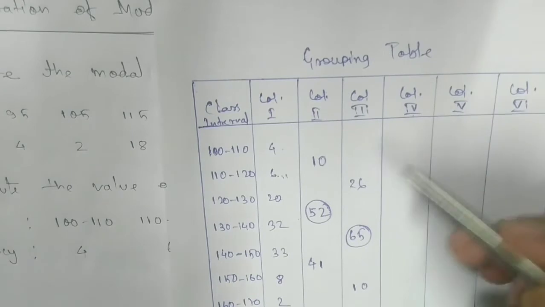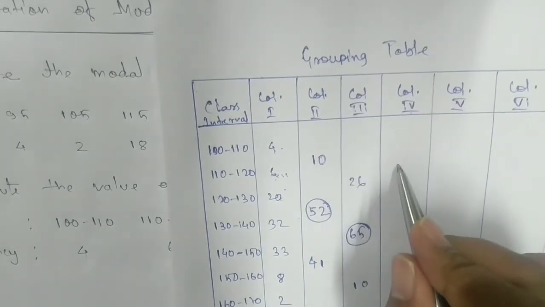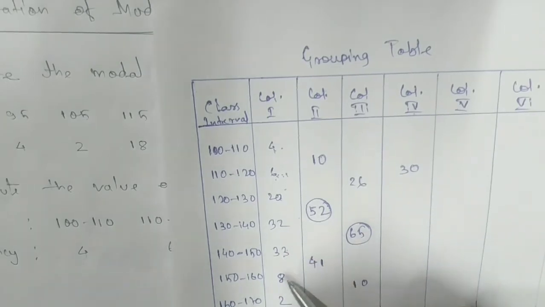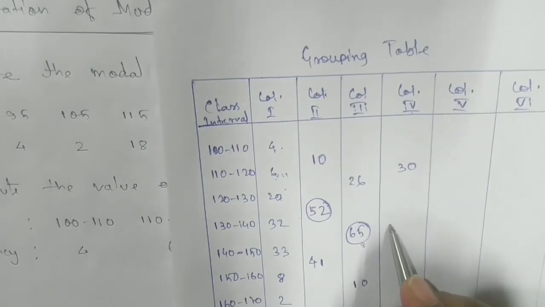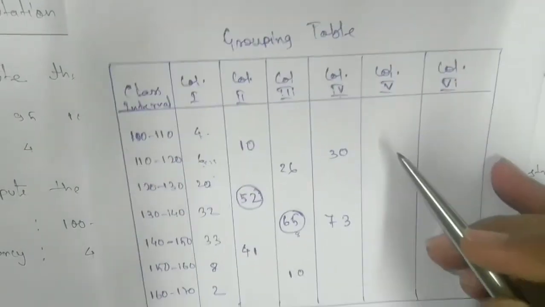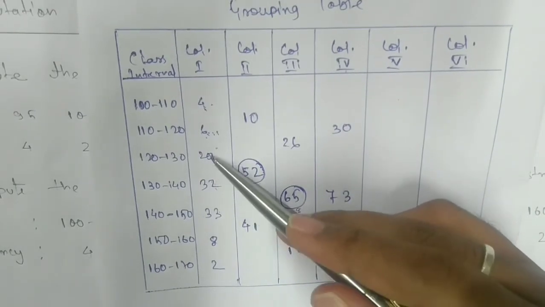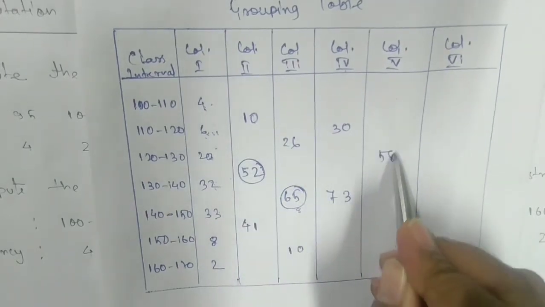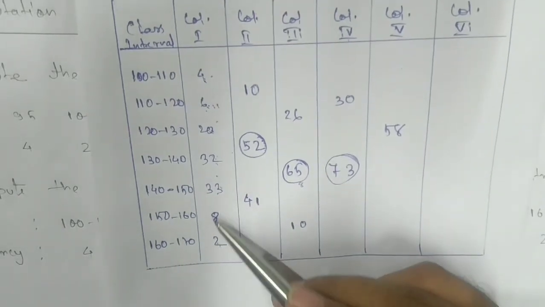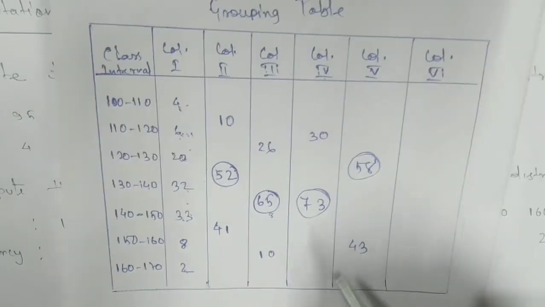Next, proceed for the fourth column, adding 1, 2, 3, 1, 2, 3, like that. So we'll get here 10, 20, 30. Next, if we add this, what are we getting? 65 plus 8, that means 73. Now if we proceed for the fifth column, leaving the first, add 3. What we have here? 52 plus 6, 58. Next, circle it here, 73. Next, 10 plus 33, 43 we have. Highest one, 58.